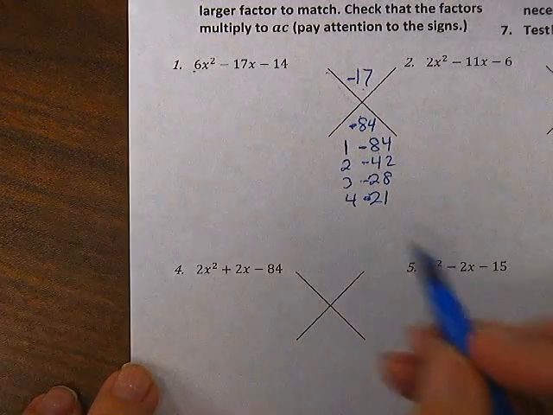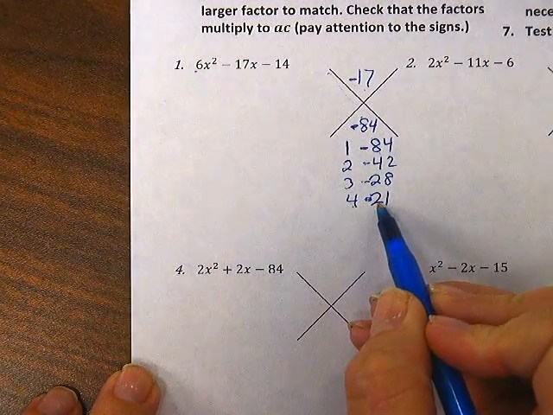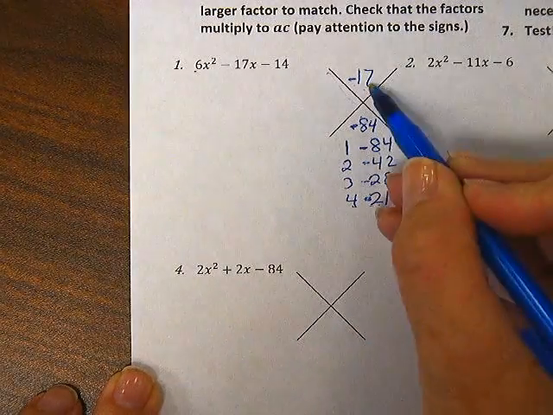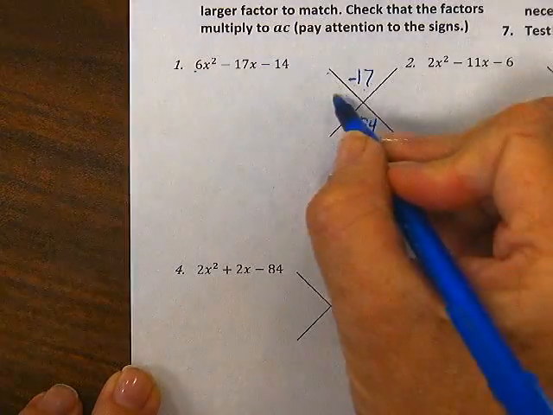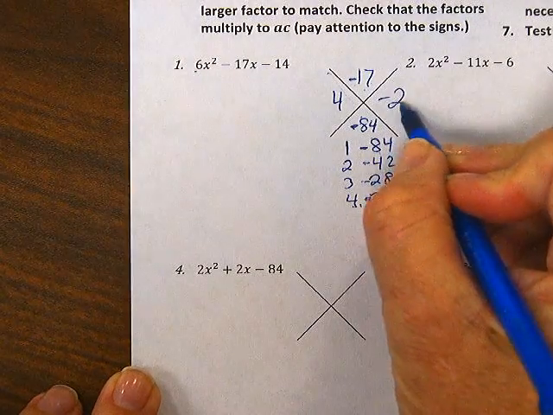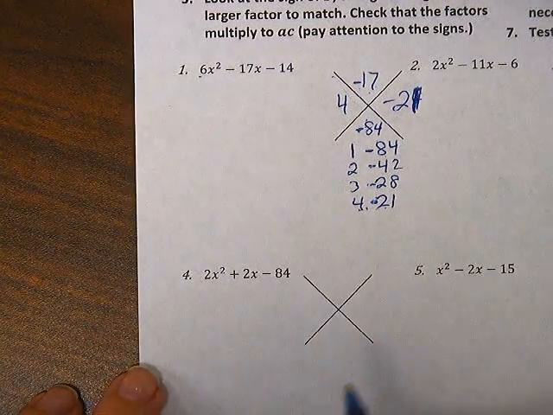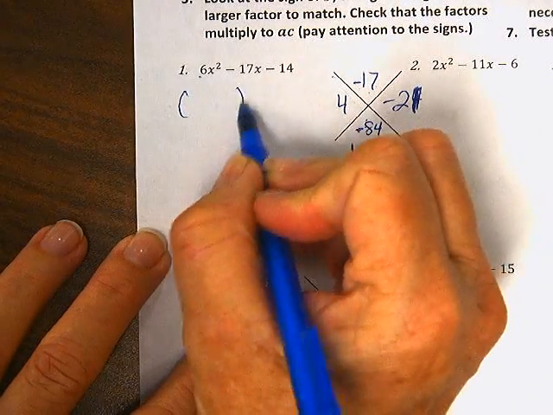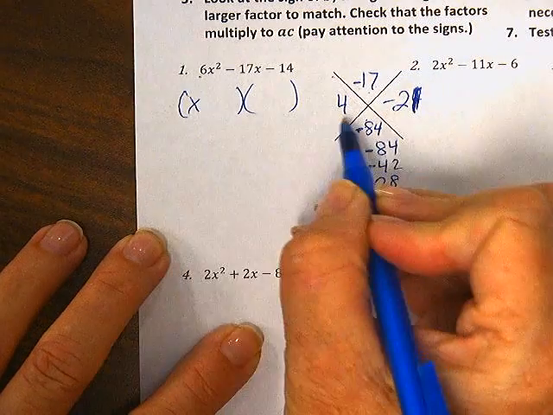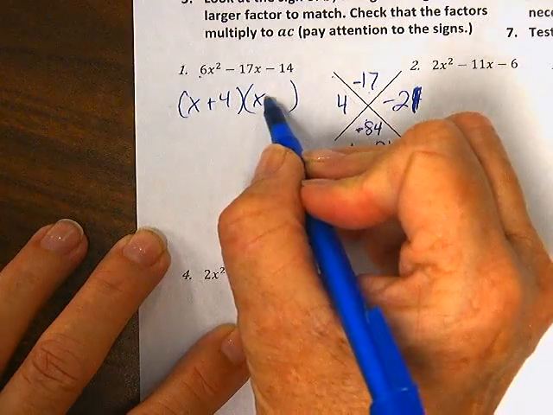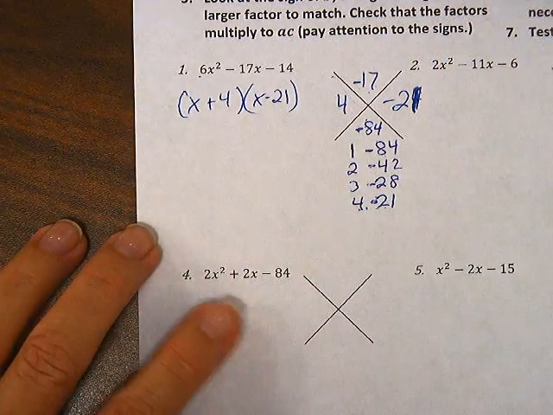Okay, so once we found the correct pair, 4 and negative 21, those multiply to give me a negative 84, but they add to give me a negative 17. I'm going to put those values on the sides of my x. Oops, that's a 21. And now I'm going to take those values and put them inside my parentheses. So I'm going to have x plus 4 and x, in this case it's a minus, so x minus 21.